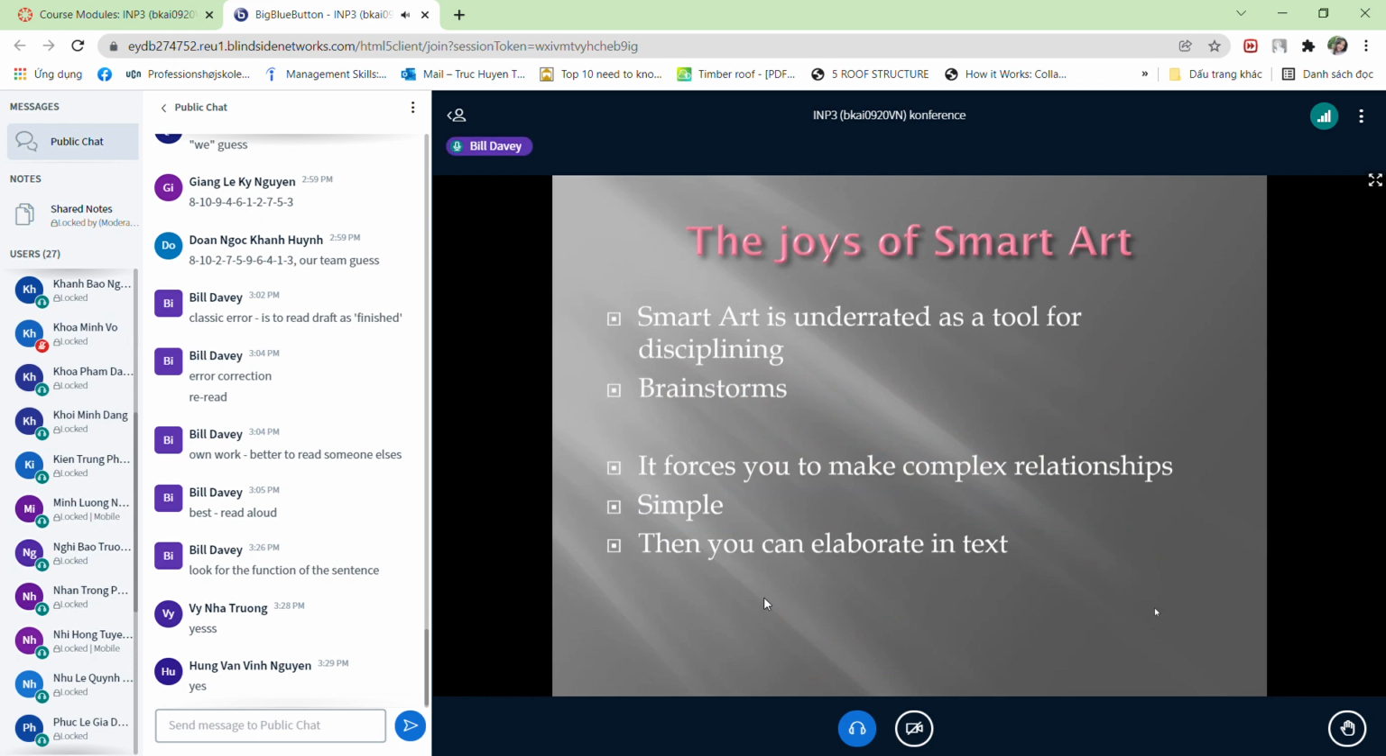So why do I then write about smart art? Because basically smart art is all about pictures. Well, I have mentioned smart art before in previous presentations. And not only is smart art good for brainstorms, it's good for your writing, because it forces you to make complex relationships simple. And when you've done that, you can then write about them in your text, in the writing that you are doing.